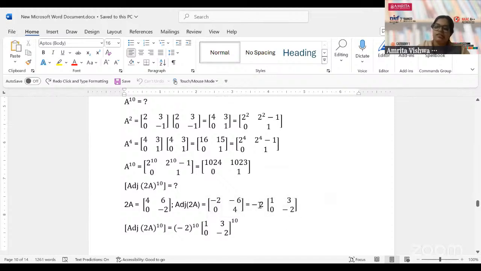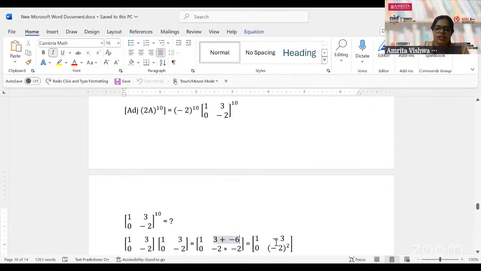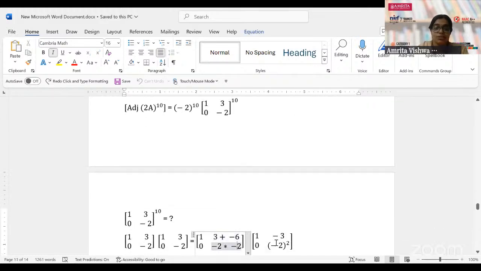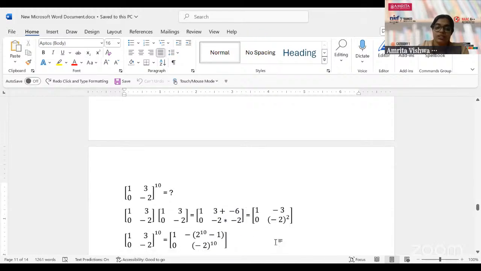Now we can just replace this, because the question is asking you adjoint of 2A raised to 10. So minus 2 raised to 10 times this matrix raised to 10. It's very easy to solve. When it comes to this matrix, maybe just find out the square, you'll get the relation. So 1, 3, 0, minus 2 times 1, 3, 0, minus 2.